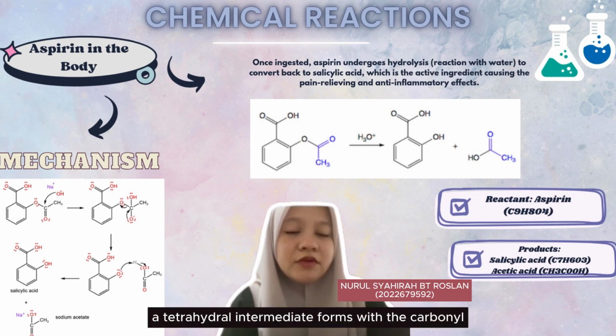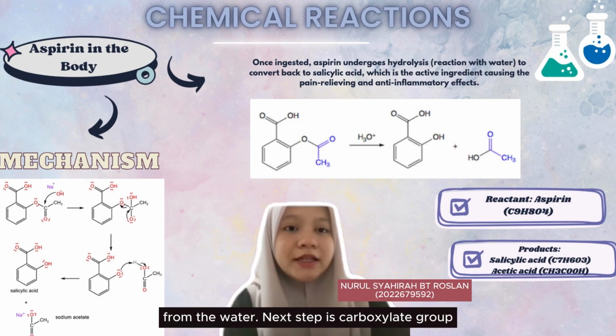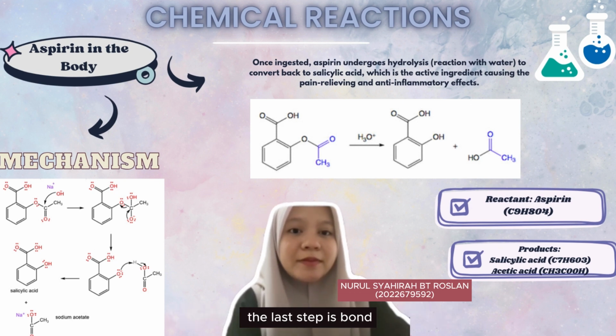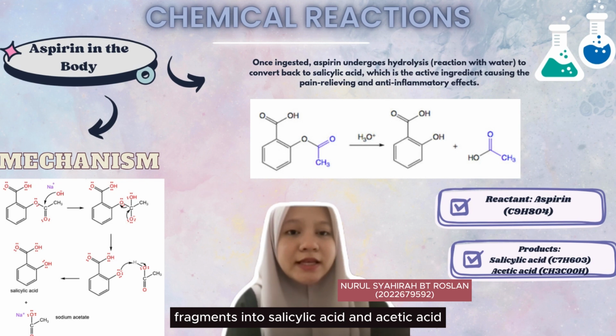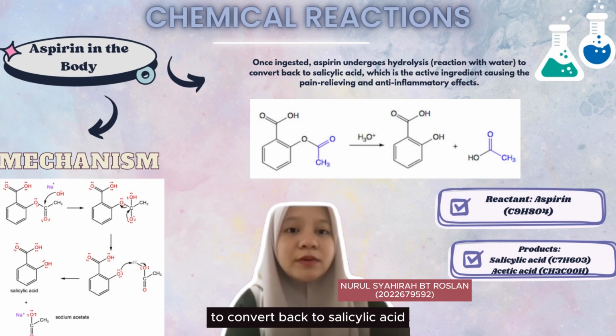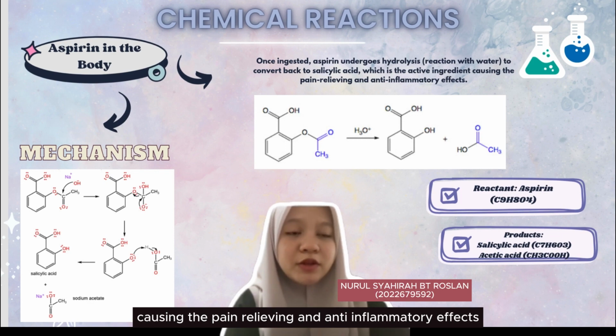Next is the tetrahedral intermediate. A tetrahedral intermediate forms with the carbonyl oxygen bonded to both the original aspirin molecule and the OH from the water. Next step is the carboxylate group acting as a base. The carboxylate group of aspirin acts as the base, pulling a proton from a nearby water molecule. This regenerates the carboxylic acid group in aspirin and creates another hydroxide ion. The last step is bond cleavage and product formation. The weakened carbon-oxygen bond in the ester breaks, and the tetrahedral intermediate fragments into salicylic acid and acetic acid. So, once ingested, aspirin undergoes a hydrolysis reaction with water to convert back to salicylic acid, which is the active ingredient causing the pain-relieving and anti-inflammatory effect.